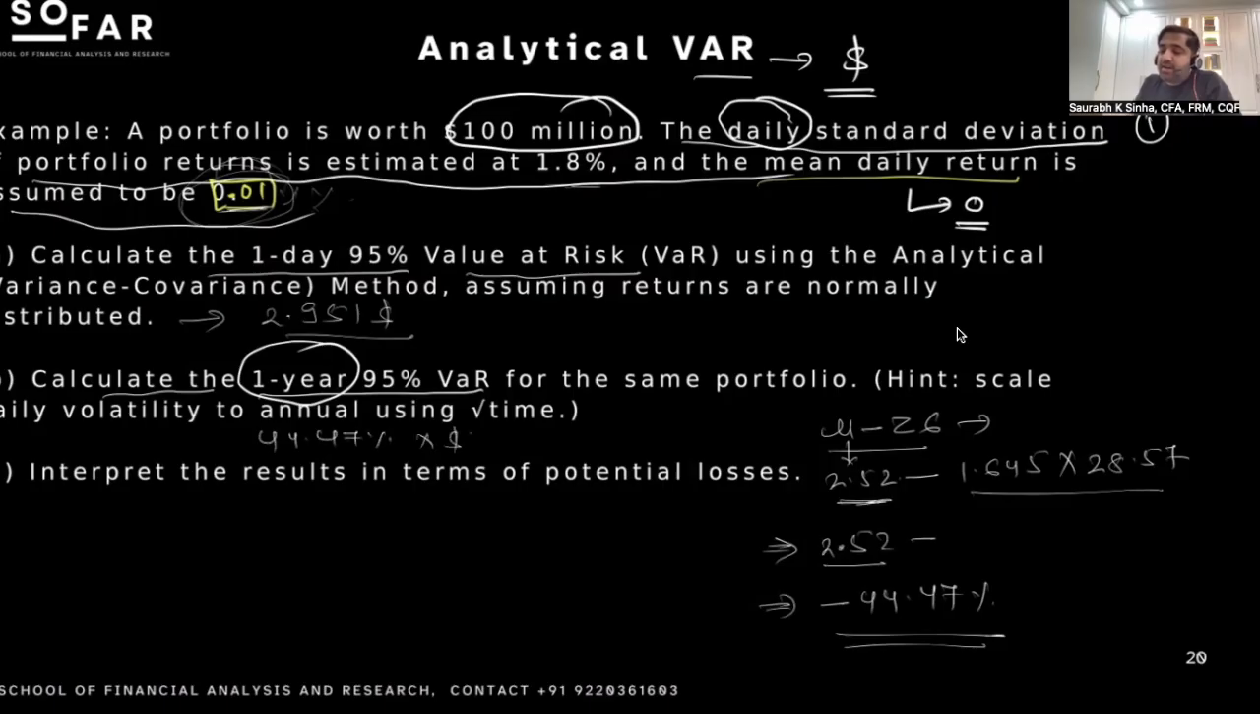So this will come as 44.47% into 100 million, that is $44.47 million. So at a 95% confidence level, almost half of your portfolio will be wiped off in a year. That is how risky your portfolio is. So you need to reduce the risk. I'm not talking about the interpretation because we talked about it. I'm 95% confident that the maximum loss is 44.47 million in a year, and I'm 5% confident that this is the minimum loss in a year.